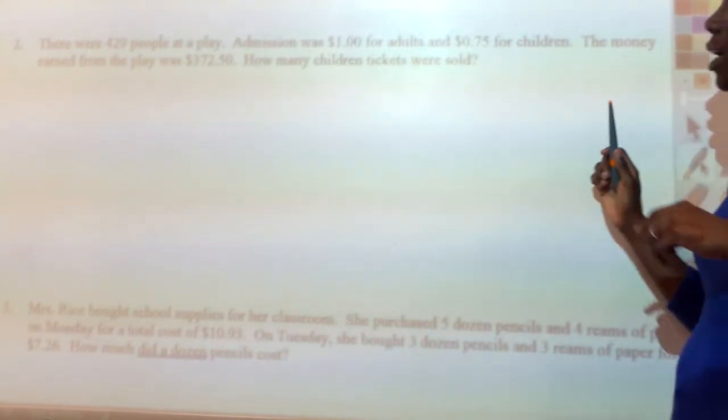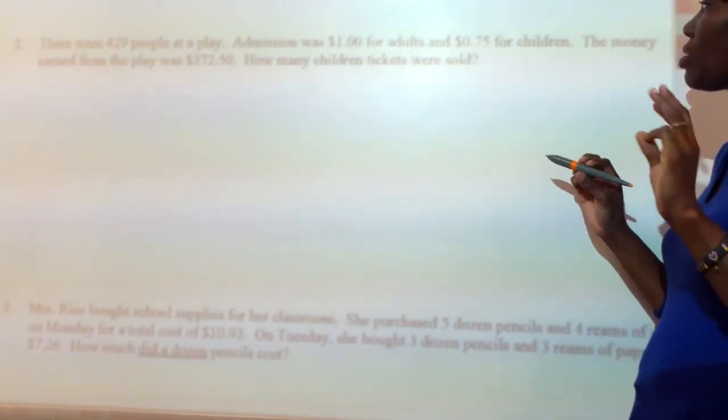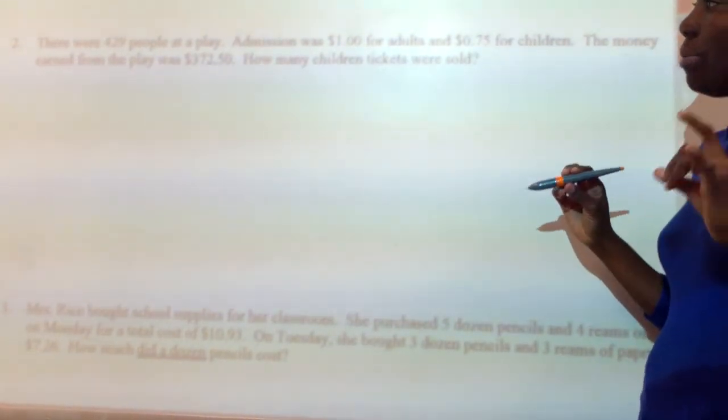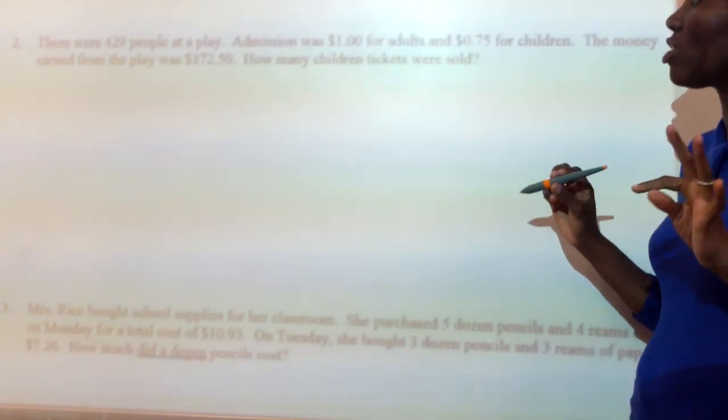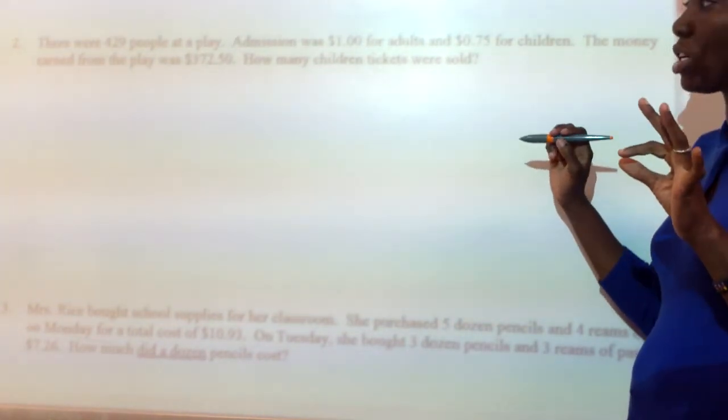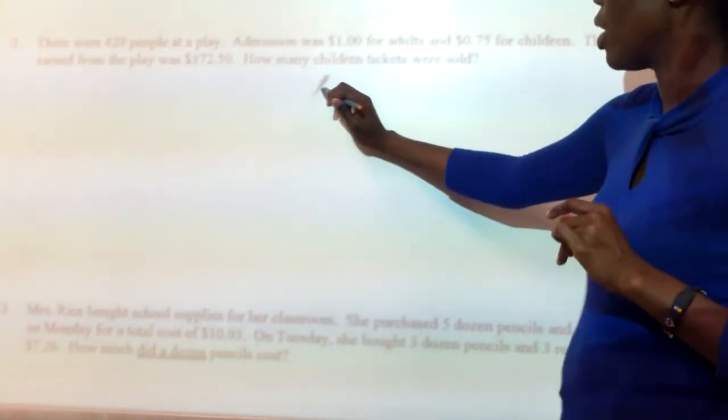Okay, number 2 says there are 429 people at the play. Admission was $1 per adult, 75 cents per child. The money earned from the play was $372.50. How many children's tickets were sold? Yesterday, we already set it up.